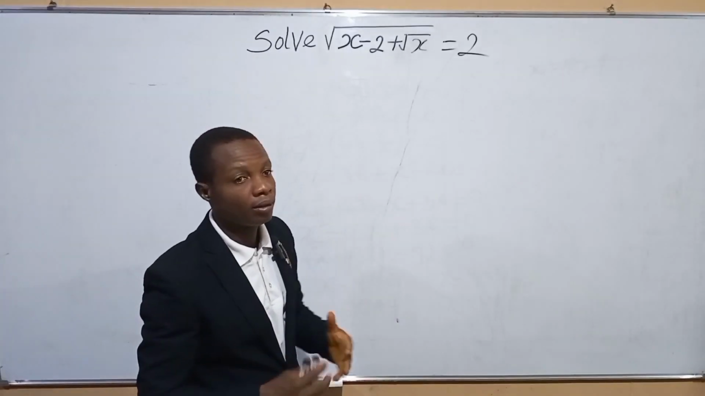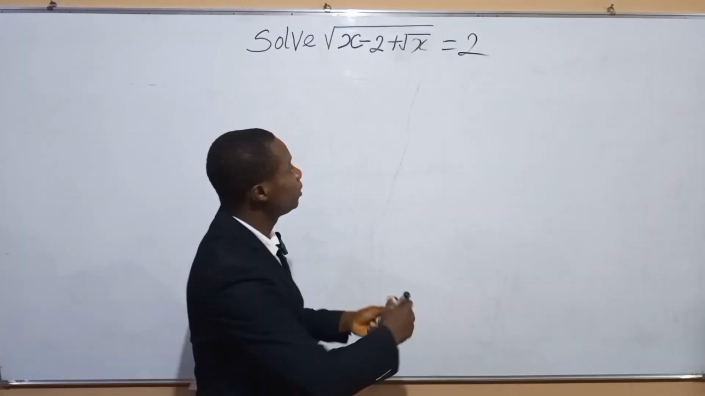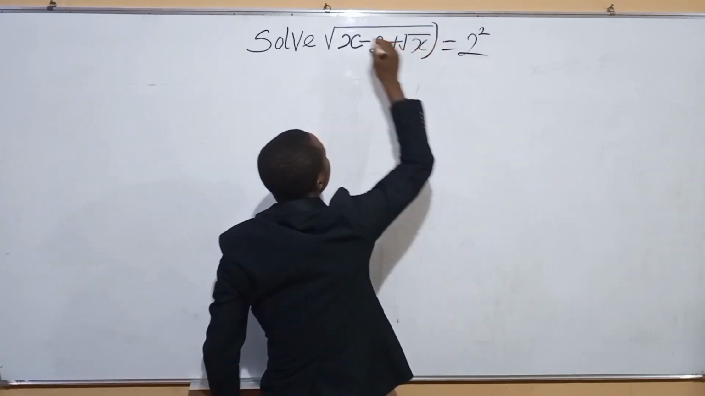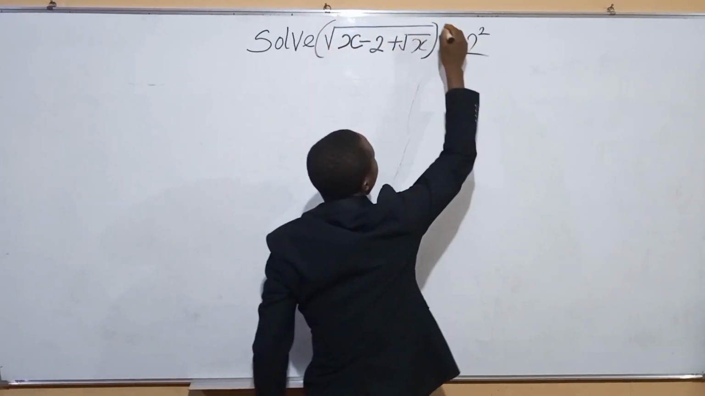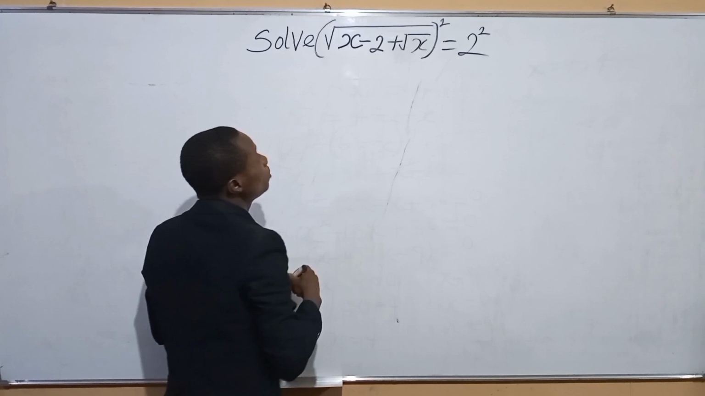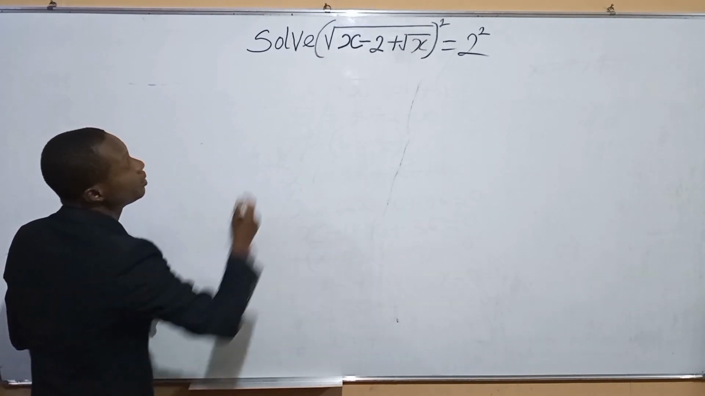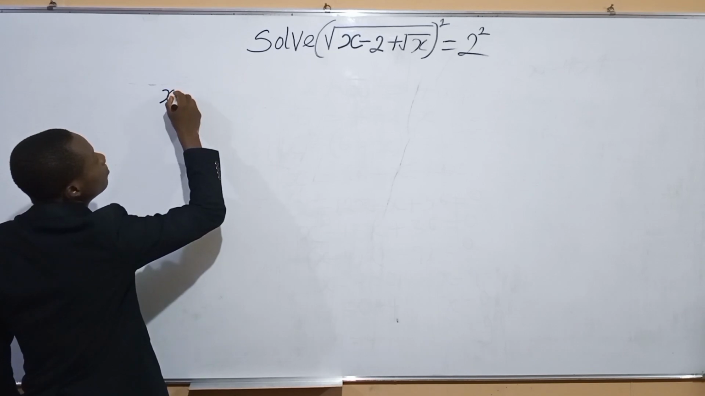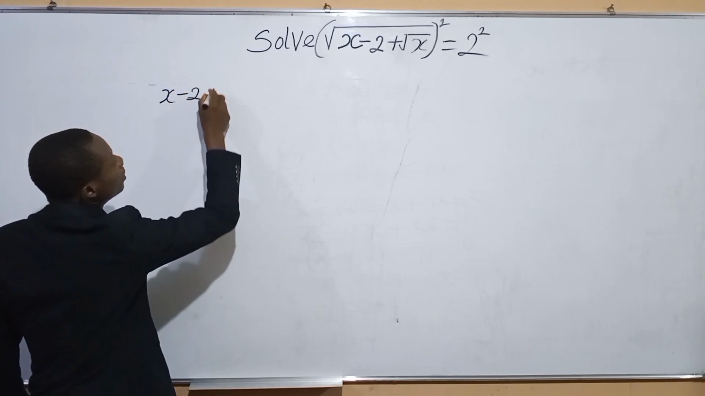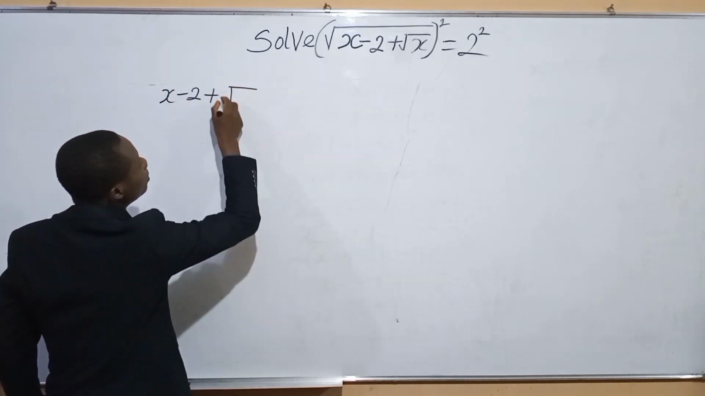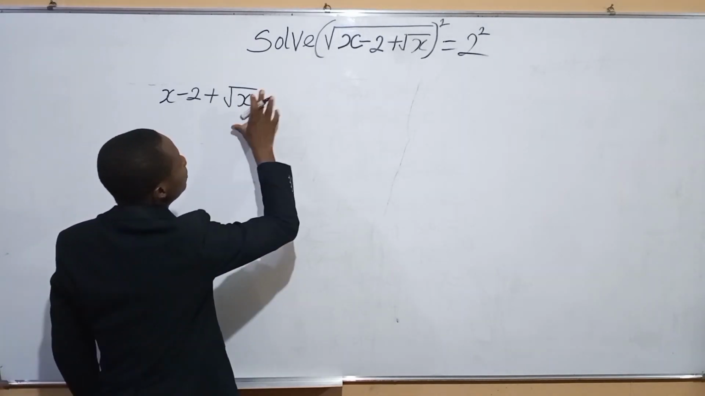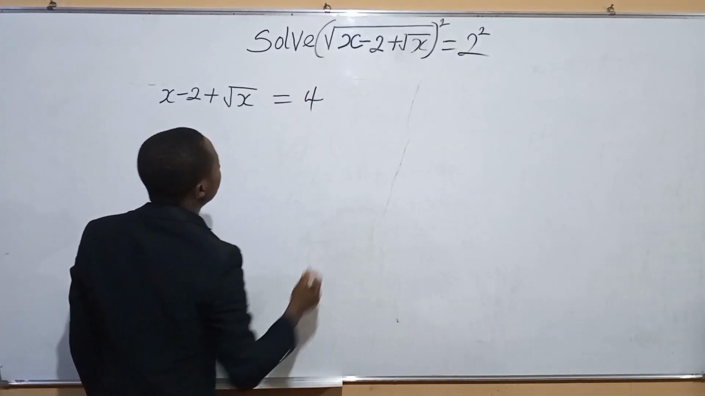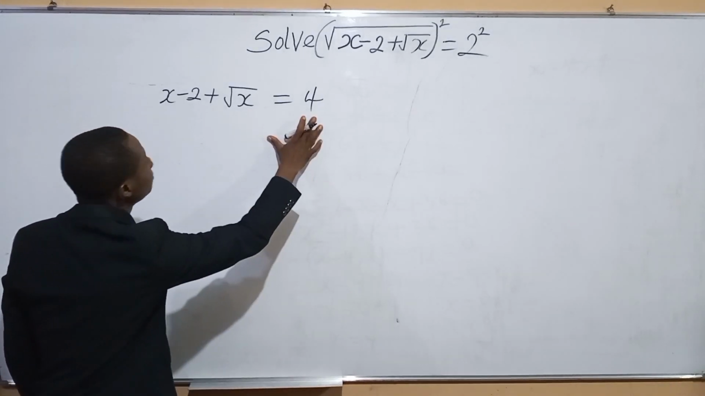We are going to begin by squaring both sides. So we are going to square 2 right here, then do the same at this end here. So when we square this, what are we going to get? We are going to get x minus 2 plus the square root of x at the left hand side, and at the right hand side we are going to arrive at 4 here.